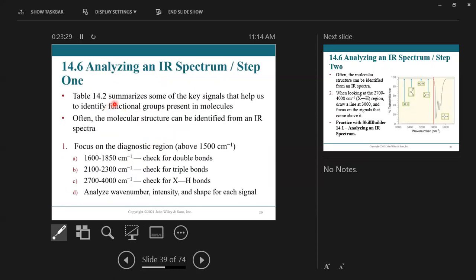There's a table in your book that will summarize some of the key signals, so you don't have to memorize all this stuff. Please use the tables to answer any questions regarding IR spectra. It says focus on the diagnostic region. Remember, that's the region above 1500. 1600 to 1850, check for double bonds. 2100 to 2300, check for triple bonds. And 2700 to 4000, check for XH bonds.